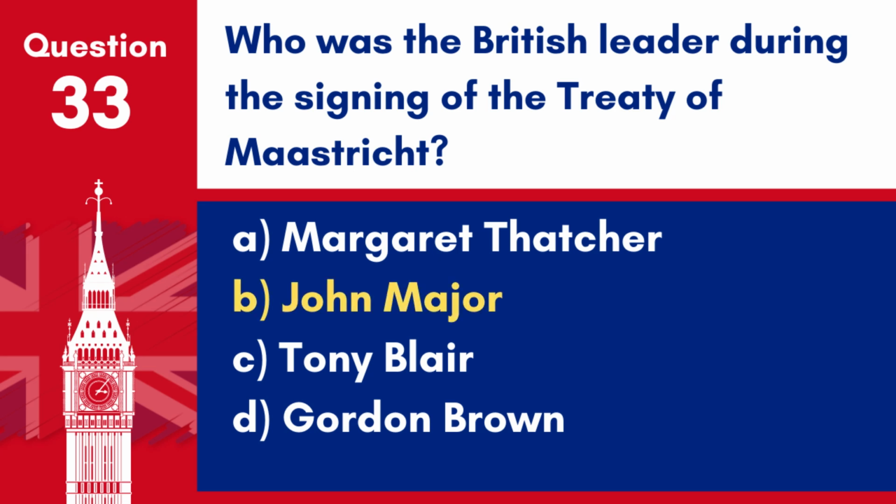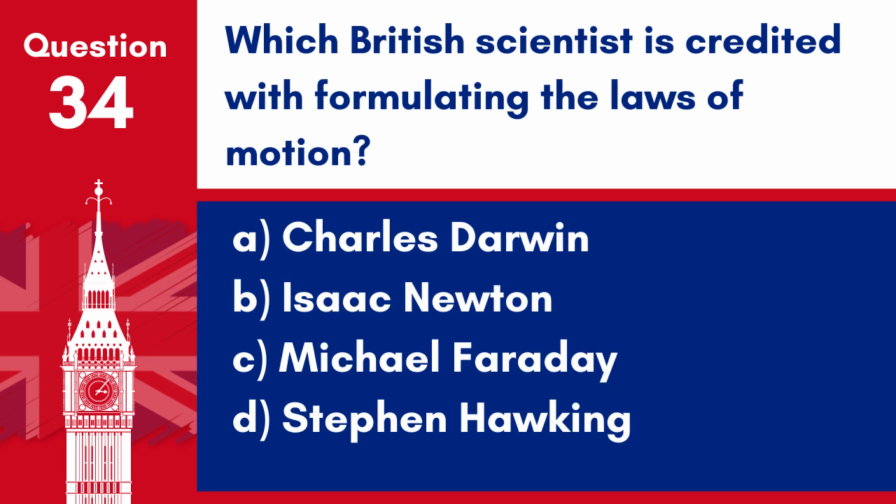Answer B. John Major. John Major was the Prime Minister of the United Kingdom during the signing of the Treaty of Maastricht in 1992, which furthered European integration and led to the creation of the European Union. Question 34. Which British scientist is credited with formulating the laws of motion? A. Charles Darwin. B. Isaac Newton. C. Michael Faraday. D. Stephen Hawking.